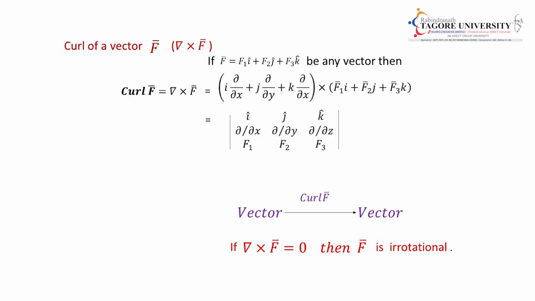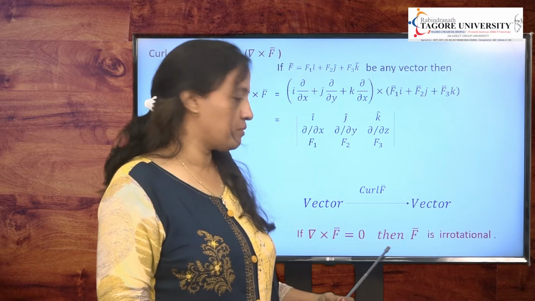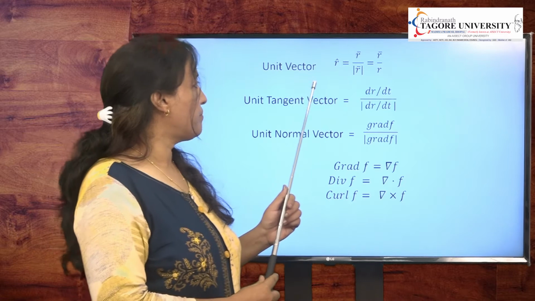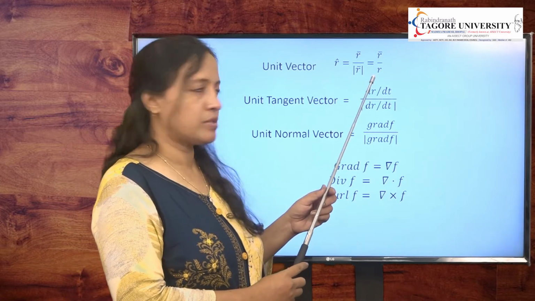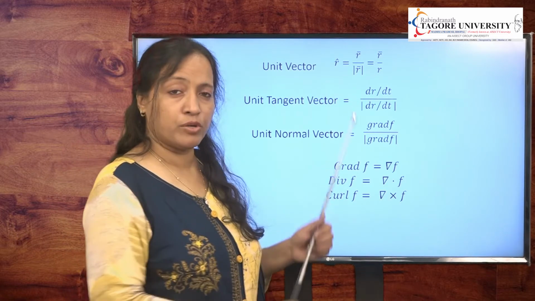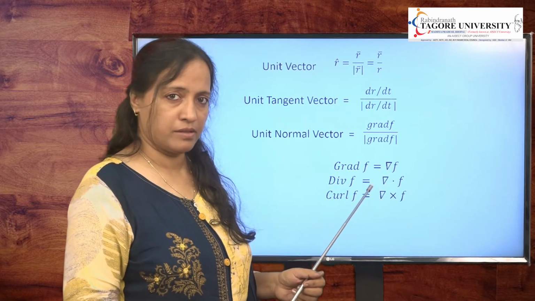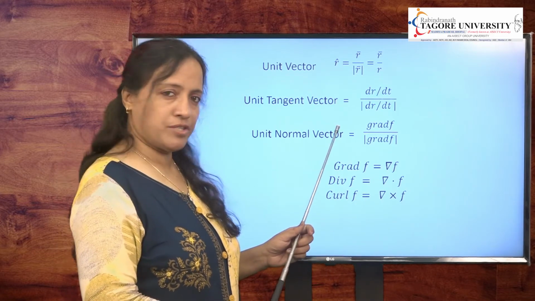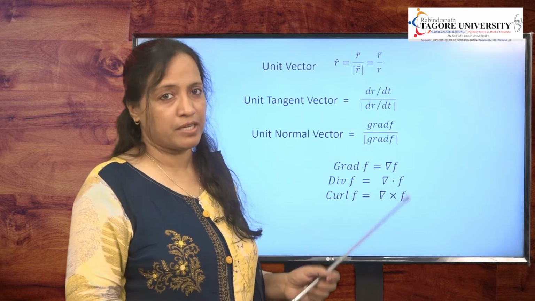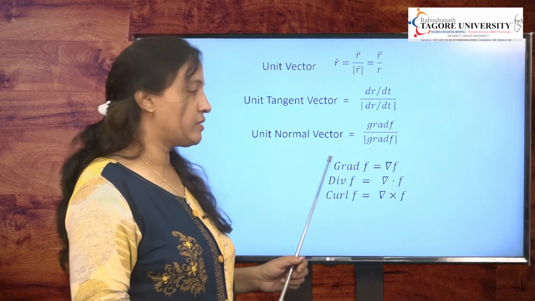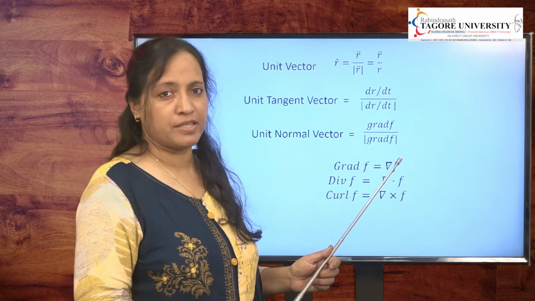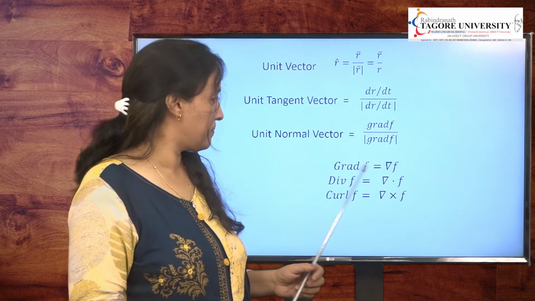Now a condition is there for irrotational: curl of f should be equal to 0. Unit vector r cap is equal to r vector upon mod of r, where mod of r is a scalar, r. Unit tangent vector is del r by del t upon mod of del r by del t. Unit normal vector is gradient of f upon mod of grad f.